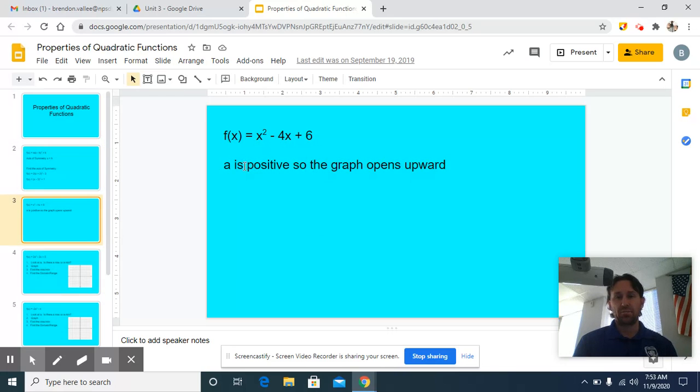So this one right here, it says A is positive, so the graph opens up. It's like a U. Okay, so the number in front of this x squared is a 1. It's a positive 1, so it's a U. Looks like this. Okay, if it were a -1, then it would be upside down.